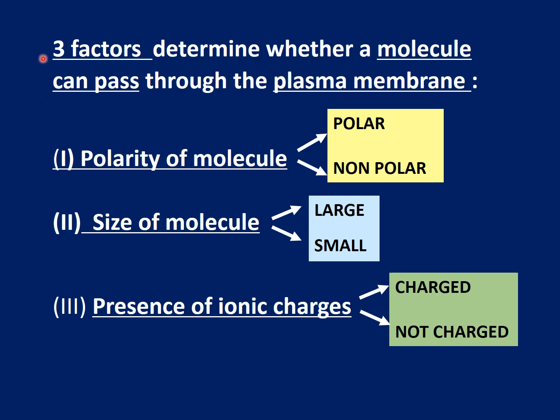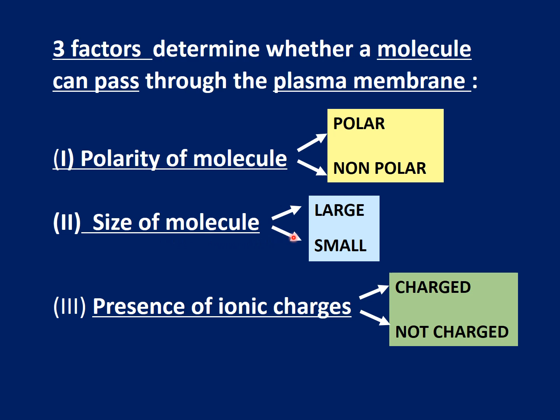So this is an important point to note. What are the three factors that determine whether a molecule can pass through the plasma membrane? So we have to consider the polarity of the molecule. Is it polar with uneven distribution of charges, having positive ends and negative ends, or non-polar, not charged? So the non-polar molecules will find it easier to pass through the hydrophobic non-polar regions.